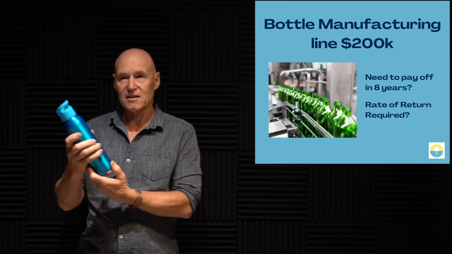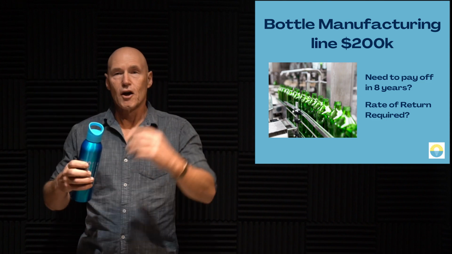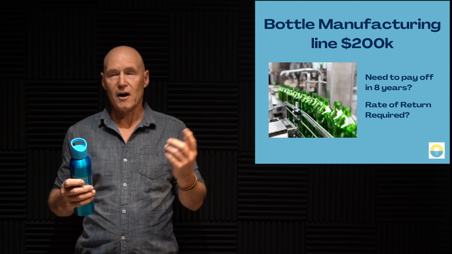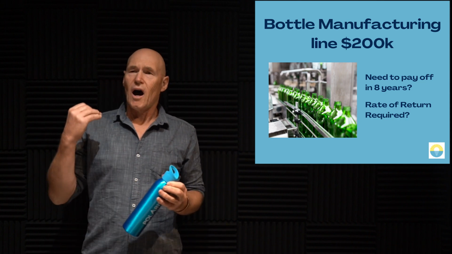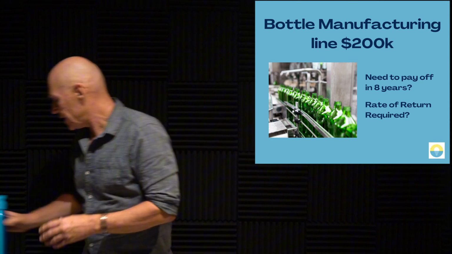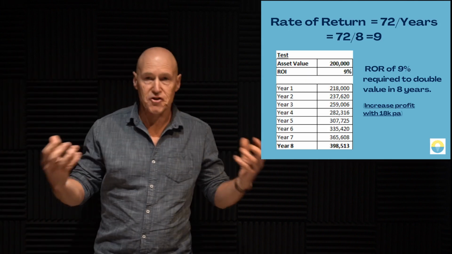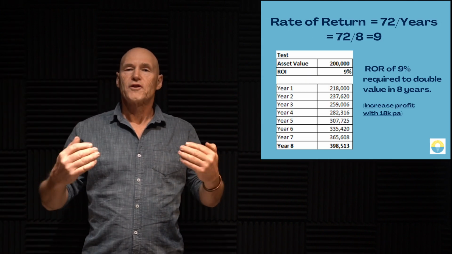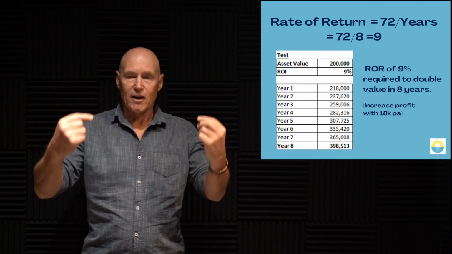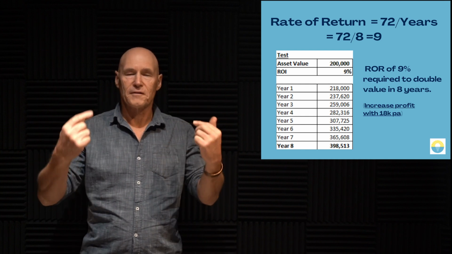Anyway, so I want to make this kind of bottles that we've made for Polaris with this plant that's going to cost me $200,000. I want to pay off this plant in 8 years' time. All right. So now I want to work out what return must I get on my investment to pay it off within that amount of time.